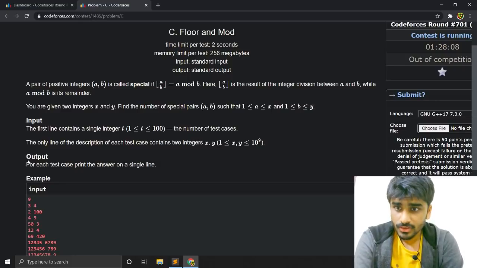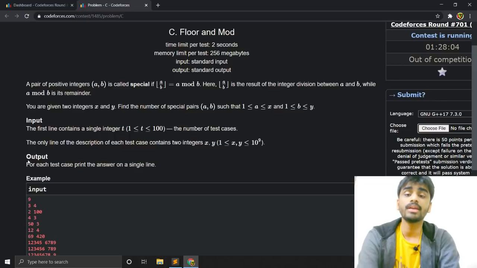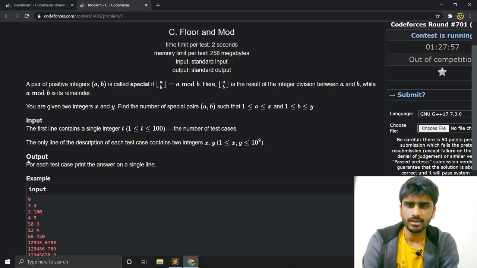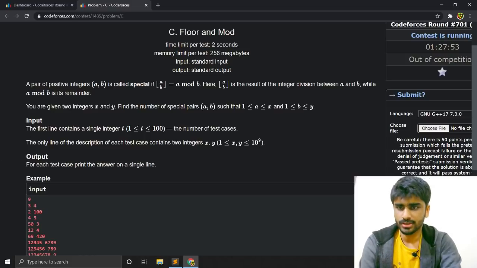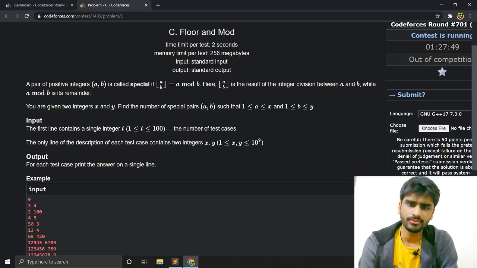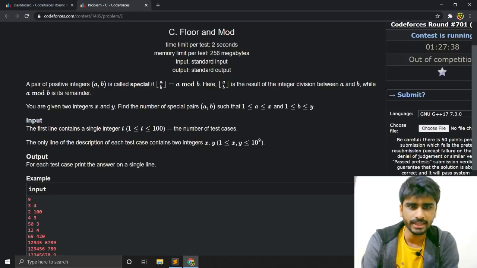Okay. So a pair of positive integers a comma b is special if, okay, so we are at problem C right now. This is floor and mod. I can see floor, but I don't understand what's mod here. Okay, yeah, see the mod too. A pair of integers a comma b is special if a by b floor division is equal to a mod b. A by b floor equals a mod b. Okay, maybe the divisor equals remainder, right?